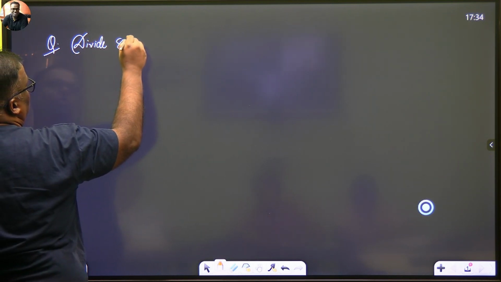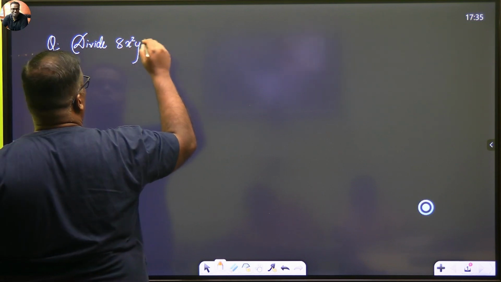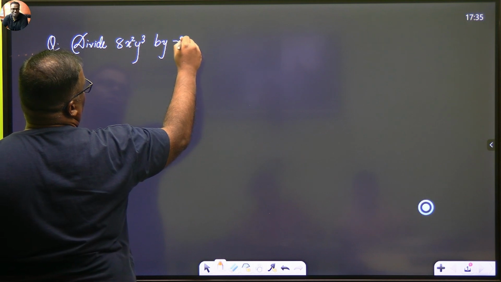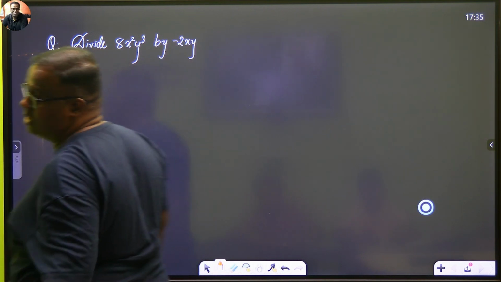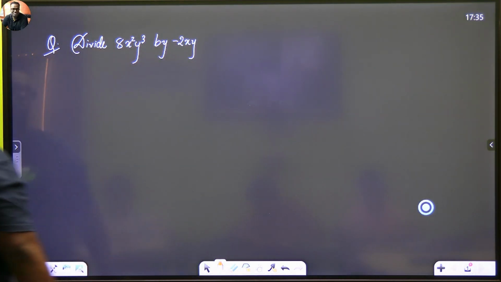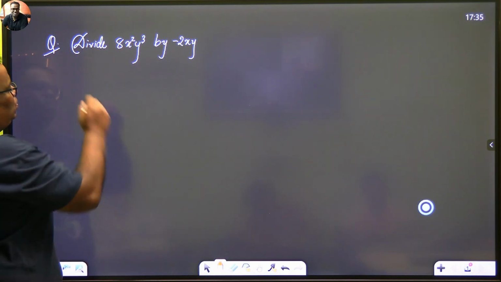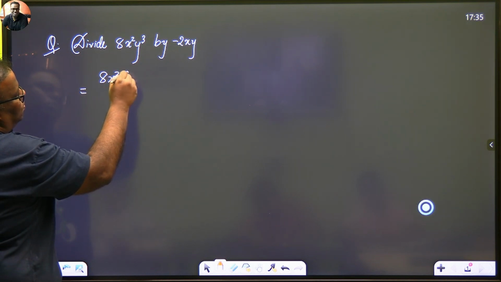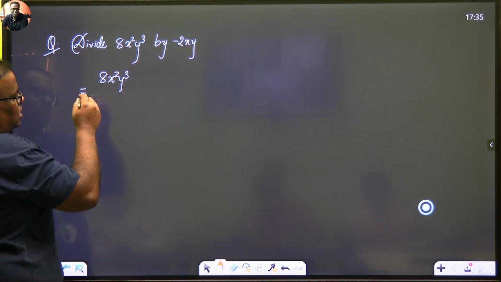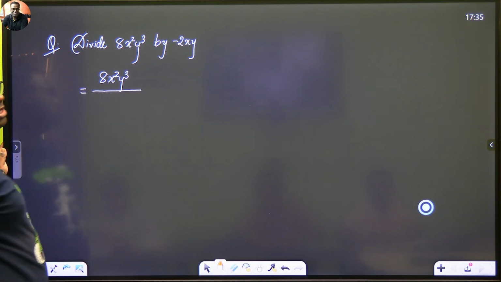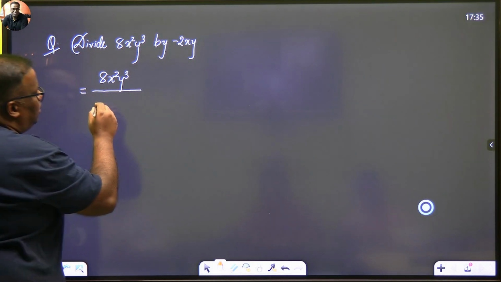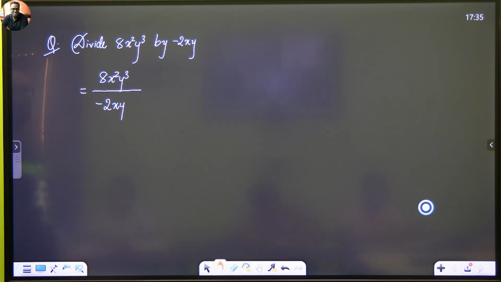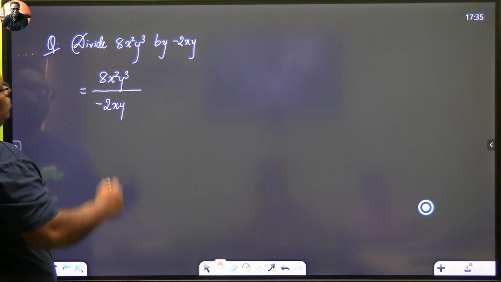Divide 8x square y cube by negative 2xy. We need to do this division. We are supposed to divide this by this. When you do this sort of division, and these are very easy ones, you write 8x square y cube, and the bar should always be at the level of the equal to. That is the right way of writing, divided by negative 2xy. Okay, so 8 and negative 2, now we will be able to take it up.